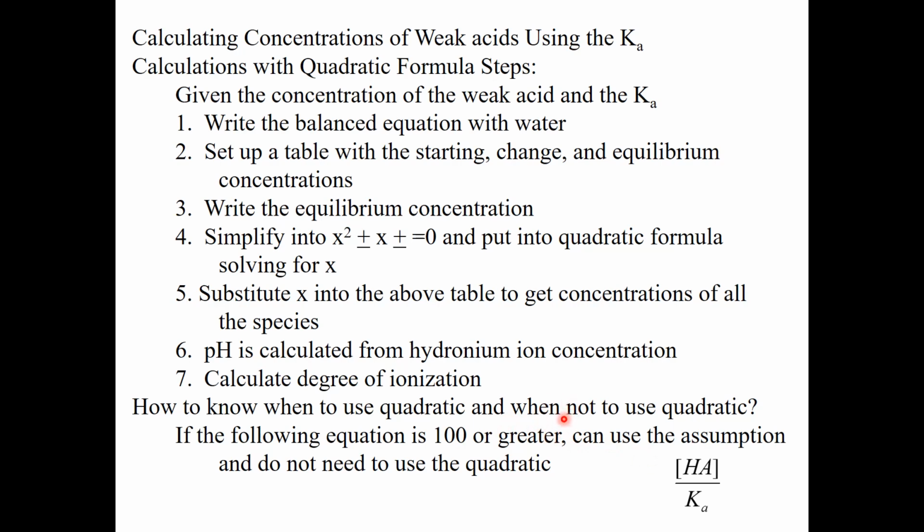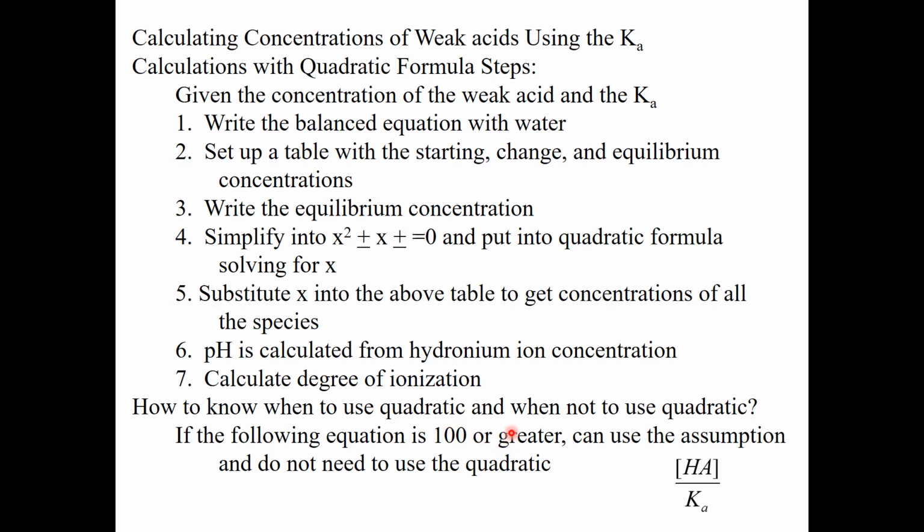Well, the first answer is that if you always use the quadratic, you will never go wrong. However, the quadratic is, of course, a little bit more work than the non-quadratic. But the answer comes down to this formula here: the HA, the initial concentration of the acid, divided by the Ka, and whether it's greater than 100 or less than 100.